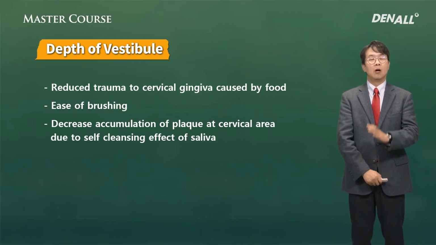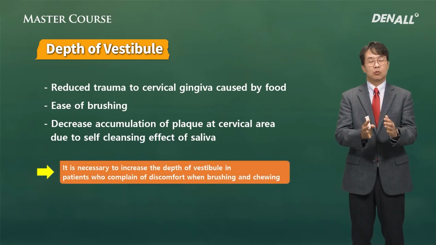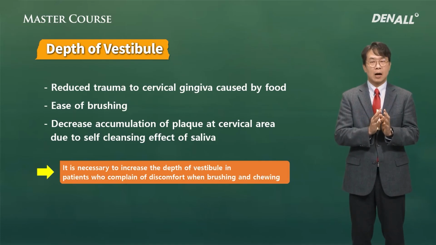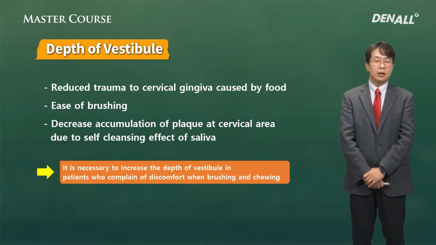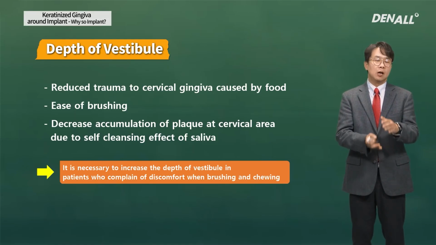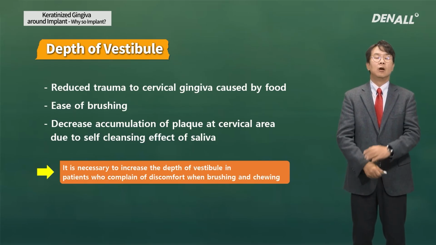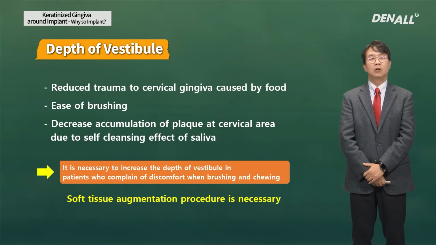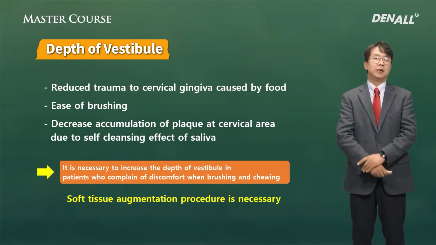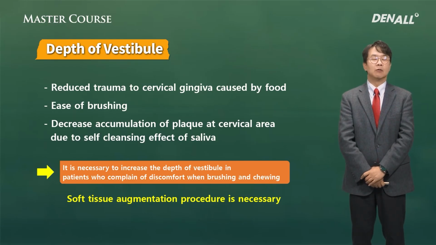The depth of vestibule, it is necessary to increase the depth of vestibule in patients who complain of discomfort when brushing and chewing. There are many ways, but by securing keratinized tissue, the benefit can be achieved. Soft tissue augmentation procedure is necessary when keratinized tissue is deficient.